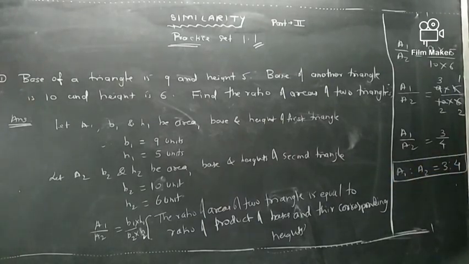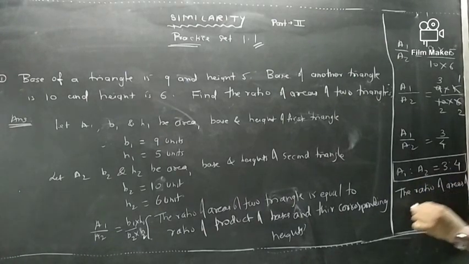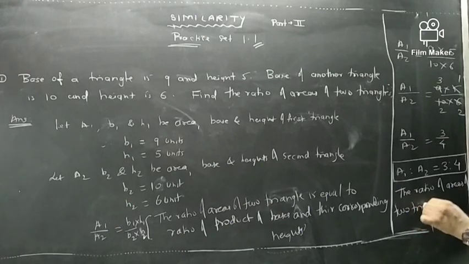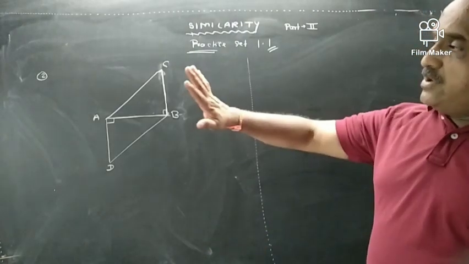And you can write in a statement: the ratio of areas of the two triangles is 3 is to 4. Now you can work this out. Second question we are going to start.